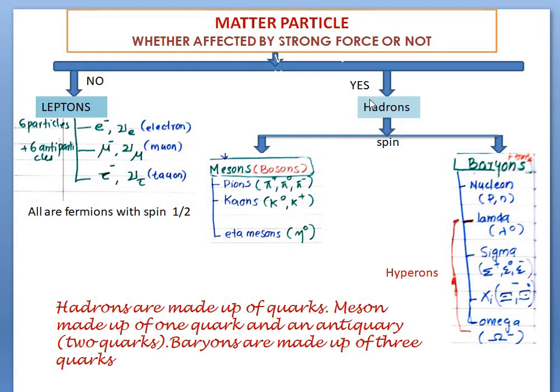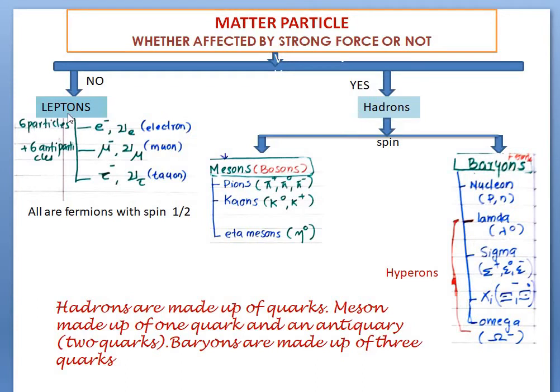The particles which are affected by strong force and the particles which are not affected by strong force. The particles which are not affected by strong force are called leptons, and the particles which are affected by the strong force are known as hadrons. So what are leptons? Leptons are matter particles which are not acted upon by strong force. And what are hadrons? Hadrons are matter particles which are acted upon by strong force.